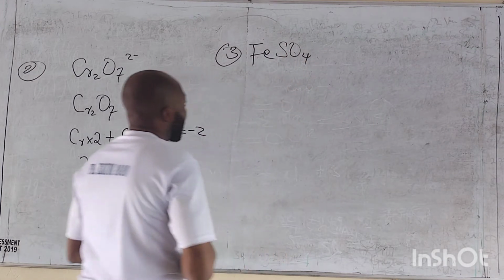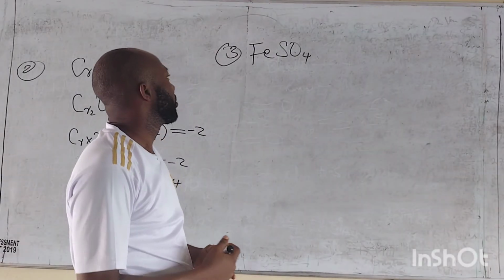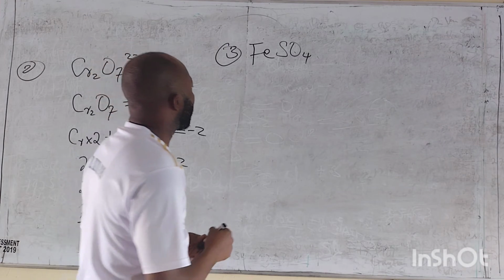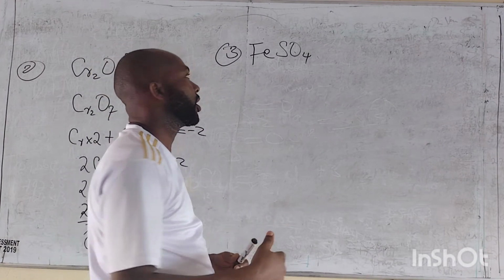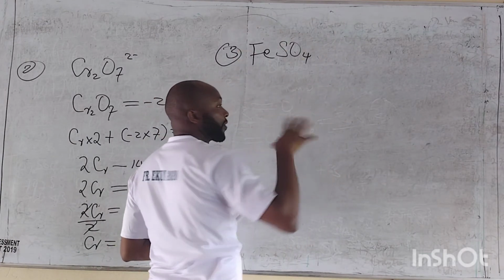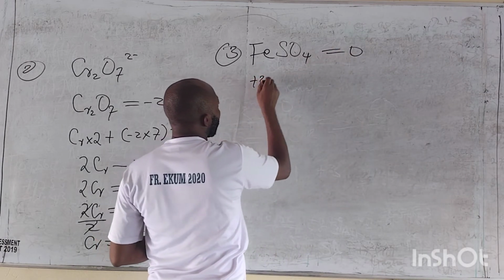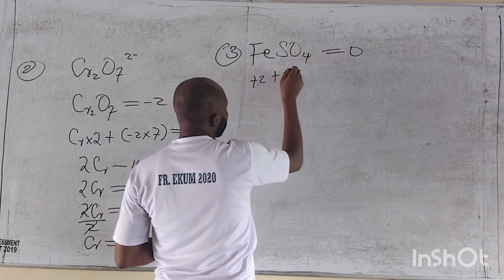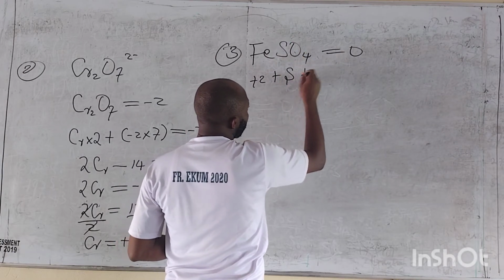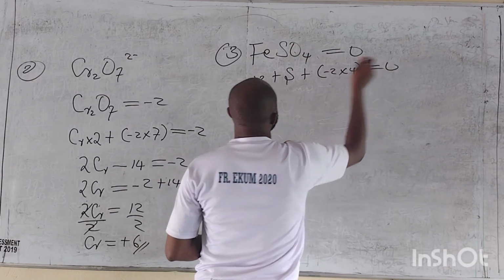Remember, iron could be iron 2, it could be iron 3, but let's see what it is. So we want to calculate the oxidation number of sulfur in that compound. Let's presume it's plus 2, then we'll see what we get. The oxidation number of all the elements in the compound in their free state is equal to 0. So iron here, we take it to be plus 2, plus sulfur, which we are looking for, plus oxygen, which is minus 2 times 4, equals 0.